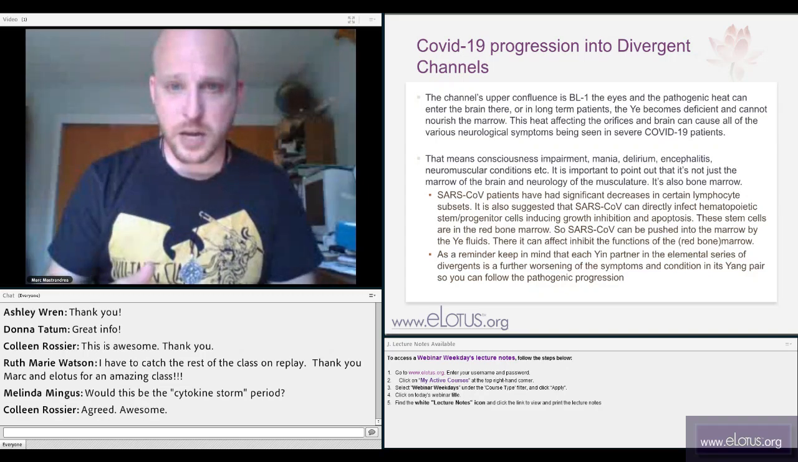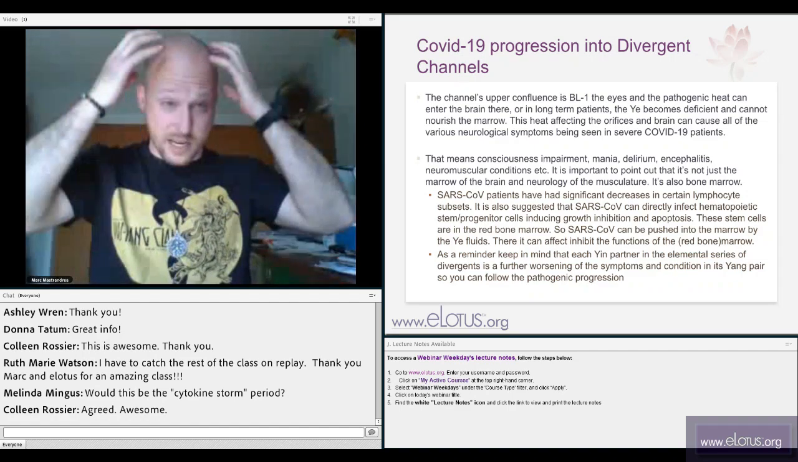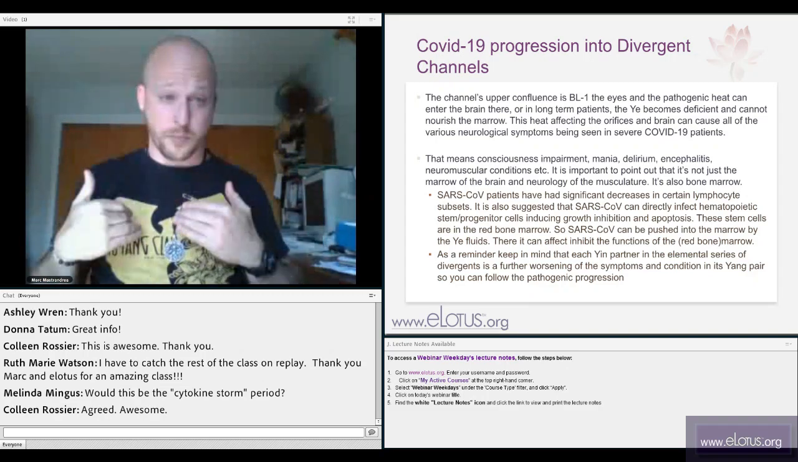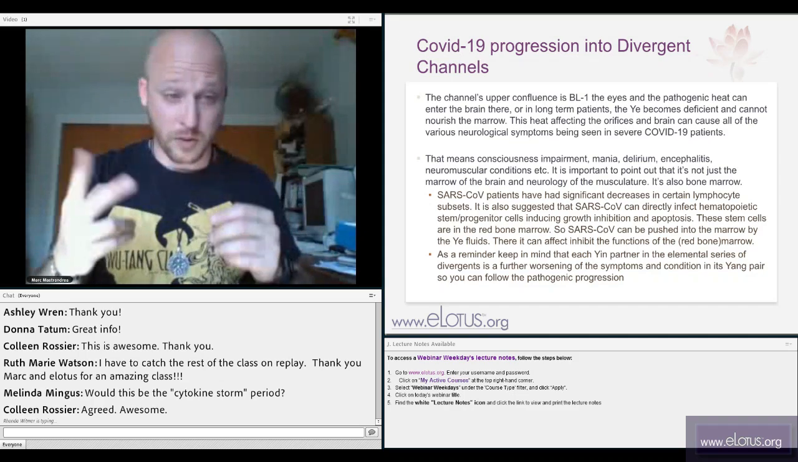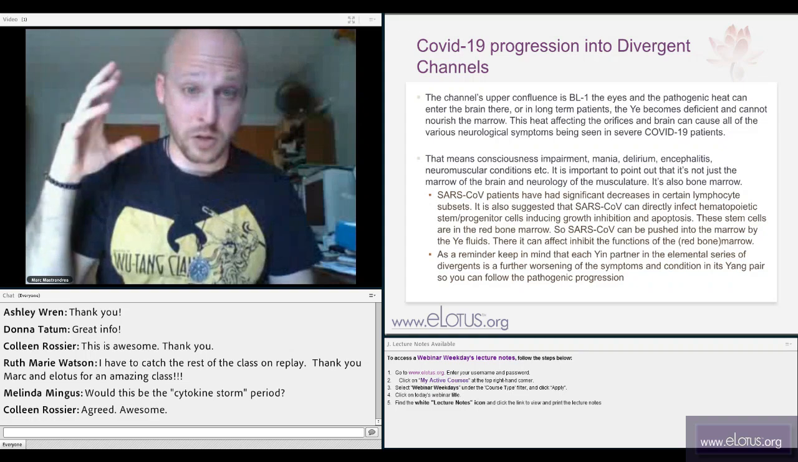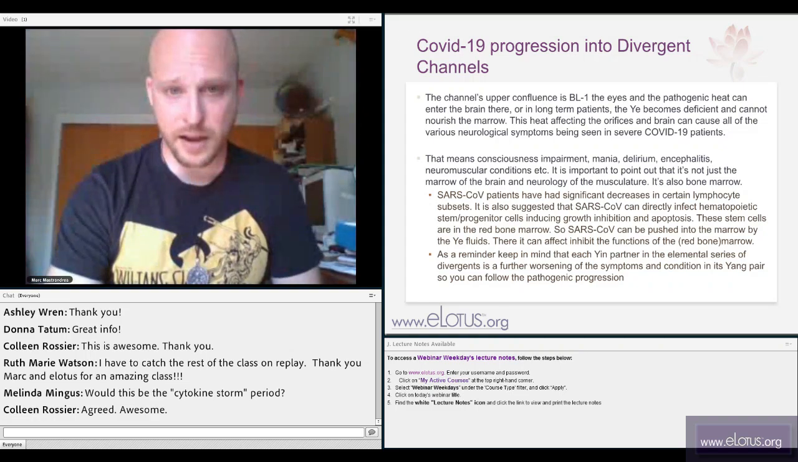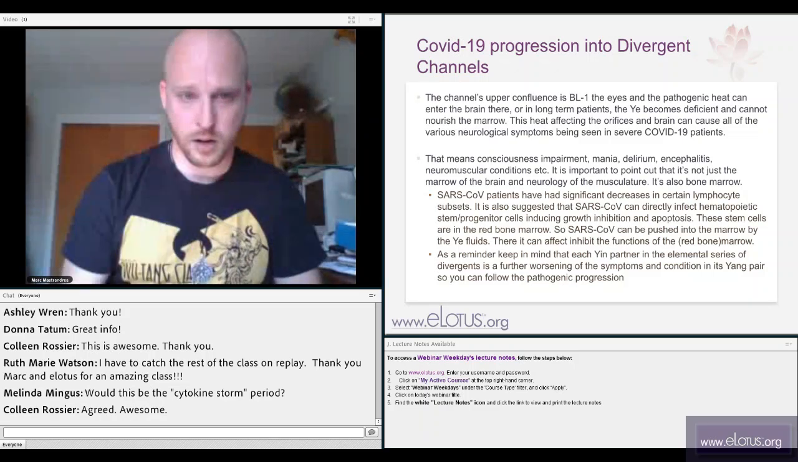So in long-term patients, the yi can become deficient and cannot nourish, because the yi will move in bladder one into the brain. So not only can the pathogen move into the brain, but maybe it's not in the brain, but maybe the yi can't nourish the brain, right? So you could have one or two symptoms. In that case, you're going to have cognitive and serious neurological declines. So you've got, like what I listed here, mania, delirium, encephalitis, all these conditions start to occur.